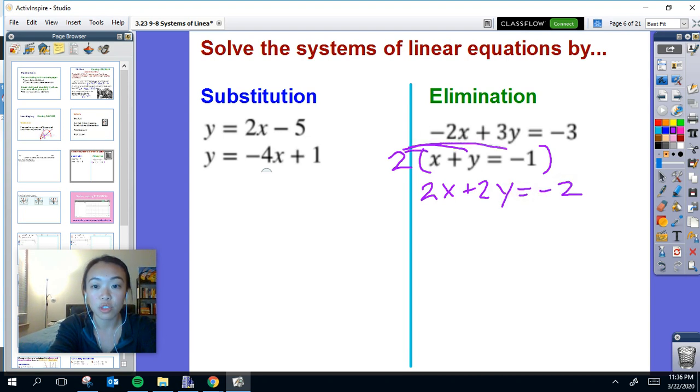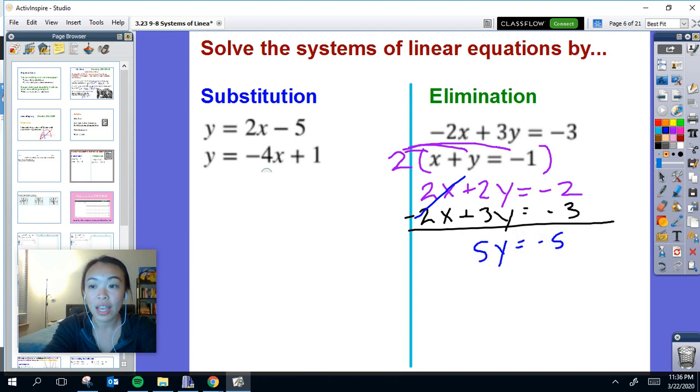That's just from distributing it. I bring down the top equation. And this is called elimination because when I add them together, these eliminate. I'm left with 5y equals negative 5. And from that, I can deduce that y equals negative 1. It's half my answer right here.